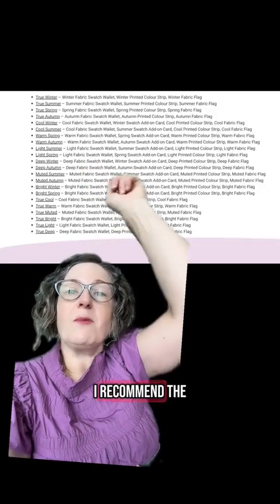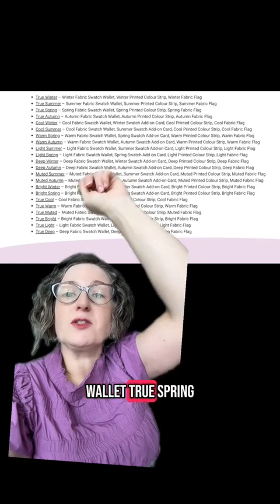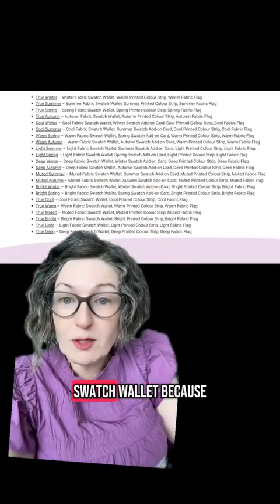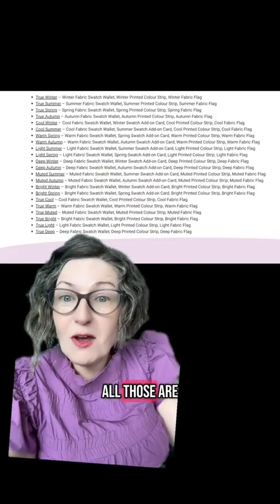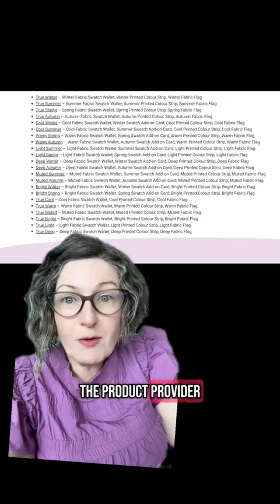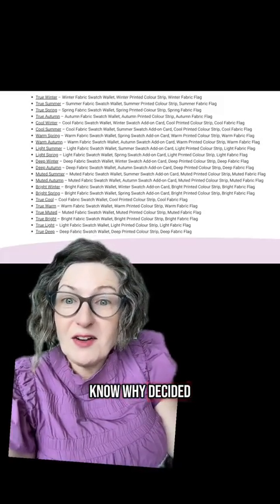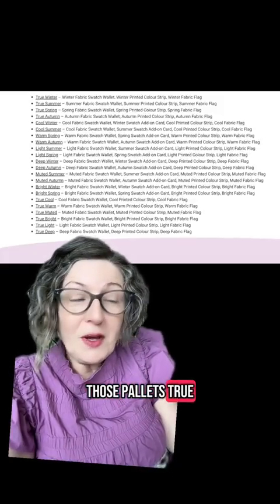The same deal. For true summer, I recommend the summer fabric swatch wallet. True spring, the spring swatch wallet. True autumn, the autumn fabric swatch wallet. Because all those are the correct mappings. The product provider, for some reason, and I don't know why, decided not to label those palettes true.